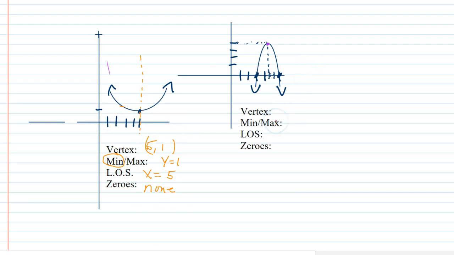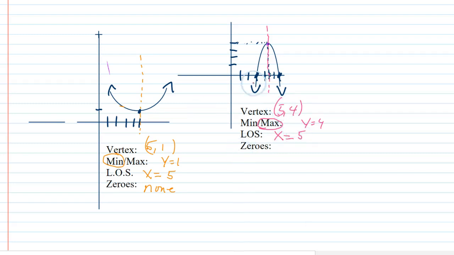Looking at the equation on the right, the vertex is (5, 4). You can see that this has a maximum value. It's never going to go higher than that 4, so it has a maximum value at y is equal to 4. The line of symmetry, remember, it's a line, so you're always going to have an x equals the number, and here the x value is 5 again.